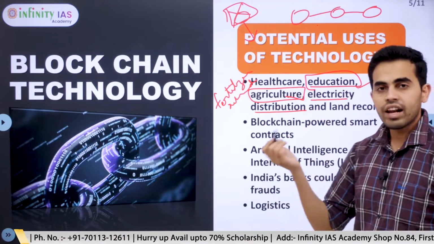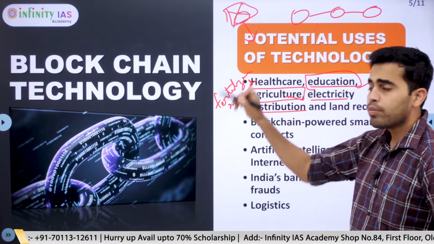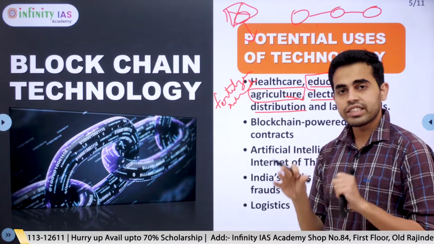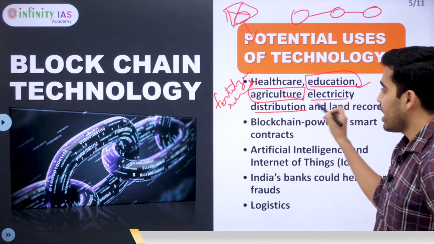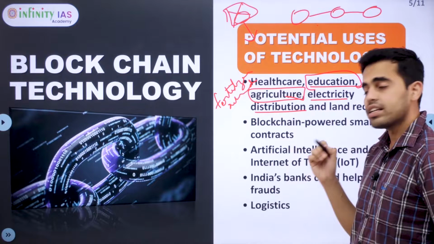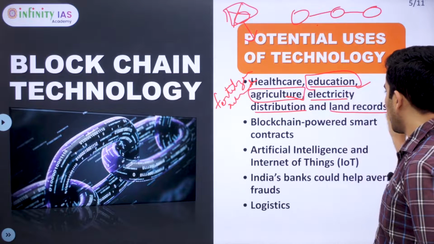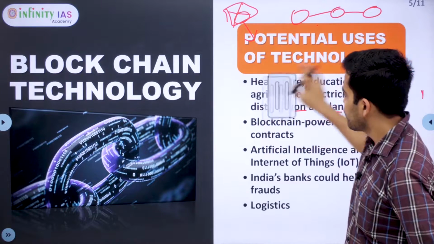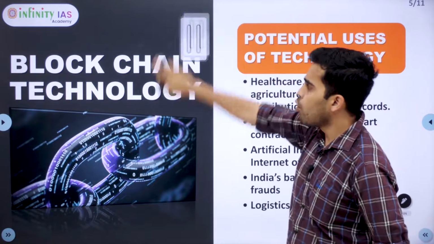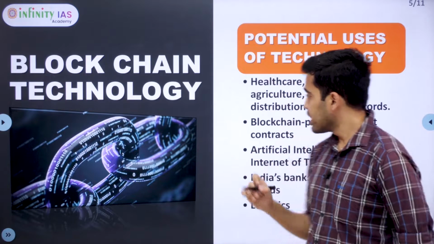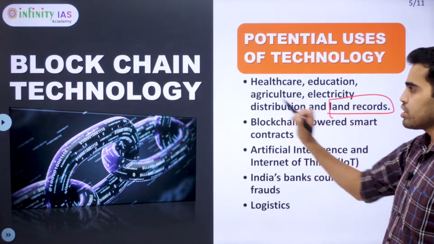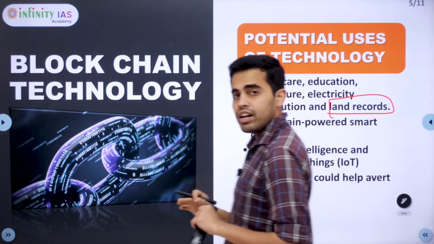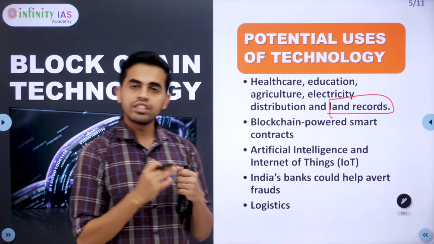There is theft of electricity. So if we can use blockchain technology to prevent such theft of electricity, it will help ease the stress on DISCOMs. And then land records. Land records, there are frequently disputes of the ownership of lands. But if we can store land records using blockchain technology, it will reduce the chances of such litigations.